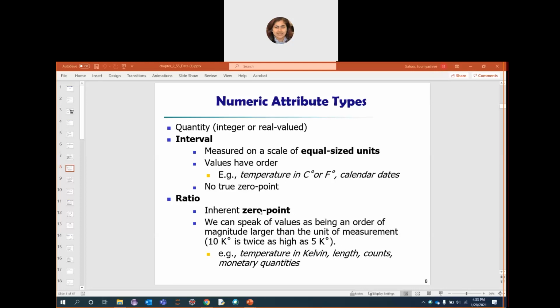So interval doesn't have a true 0 point. We are not relying on the 0 point, it doesn't have a meaning. But in the ratio, it does have a 0 point, and the 0 point has a specific meaning. Some examples are temperature in Kelvin, length, counts, monetary quantities, all those. So you have to keep in mind that interval doesn't have a 0 point and ratio does have an inherent meaningful 0 point. On the basis of that, you need to distinguish these two types of attributes.